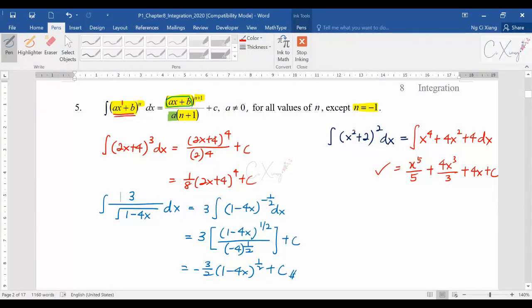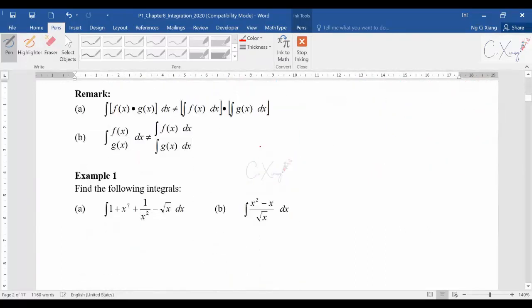Alright, so these are all the basic integration rules that are covered in the A-level syllabus. So again, you say it is not hard, I understand. But all the basics here are very important. I hope that you remember all this. Then after that there's a remark. Most of you should know that when you have multiplication of two functions, it is not equal to integration of the first one multiplied with integration of the second one. Cannot. You have to make it into something plus something or something minus something. Then only you can integrate.